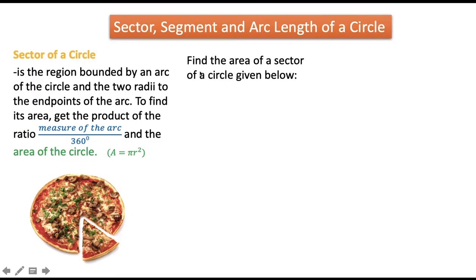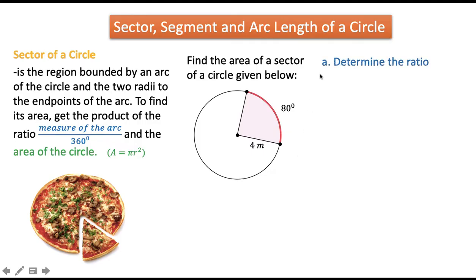Let us take this given. Find the area of a sector of a circle given below. So what is the area of this shaded part right here? Let's say the radius of this circle is 4 meters and the measure of the arc is 80 degrees. Step 1, we're going to determine the ratio. To solve for the ratio, just get the measure of the arc, which in this case is 80, divided by 360 degrees. Then simplify.